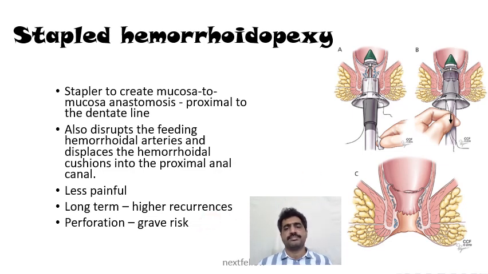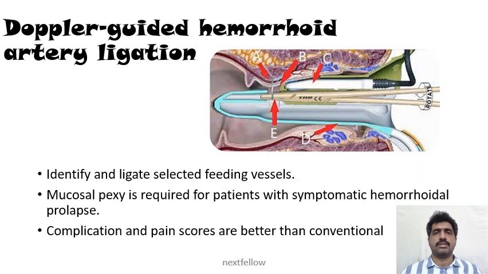Other treatment options include Doppler guided hemorrhoidal artery ligation. Here, the feeding vessels of the hemorrhoids are identified using a handheld Doppler and then they are ligated. Since all the procedure happens above the dentate line, it is also not painful and there is no risk of perforation. But we might need to do additional mucopexy in large hemorrhoidal prolapse. So that is hemorrhoids.